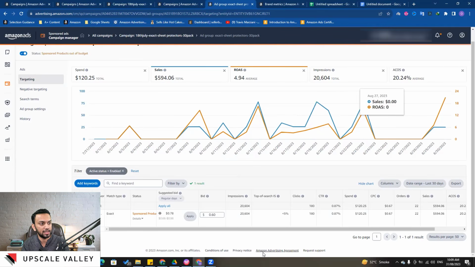So if you guys can see the screen here, the bid here is 60 cents, but the CPC is 67 cents. I have a placement modifier at the back end, or there can be some other scenarios as well. For example, the bid here can be $3, the CPC here can be $1.2. So the bid is something which you offer to Amazon, that up to this amount I am willing to pay for one click. But CPC is what Amazon actually charges you for a click.